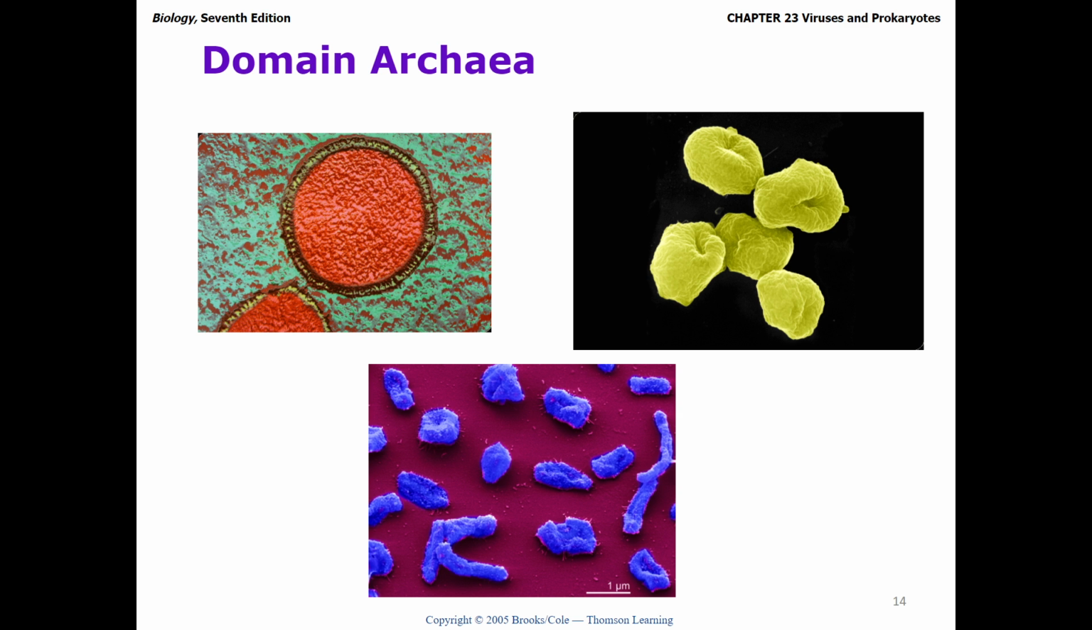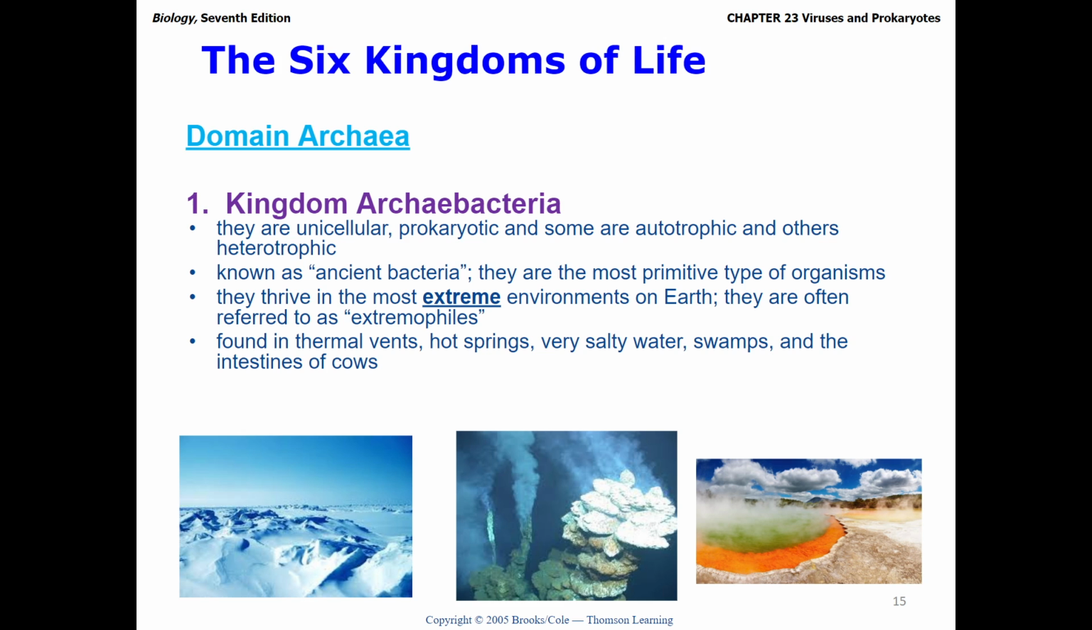Looking at domain Archaea, we can see some prokaryotic organisms here. Notice that these prokaryotic organisms are all separate unicellular organisms. Domain Archaea has within it kingdom Archaebacteria that contains unicellular prokaryotic cells. Some are autotrophic, but others are heterotrophic, so we can't make an all or nothing statement about their nutrition processes. We do call these ancient bacteria. They tend to be older, but actually more similar to Eukarya than they are to Eubacteria.